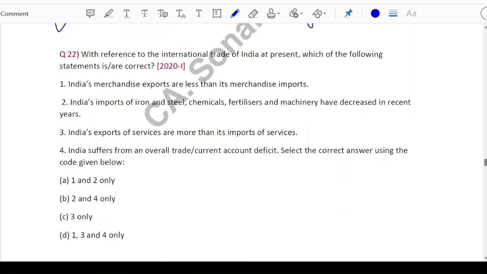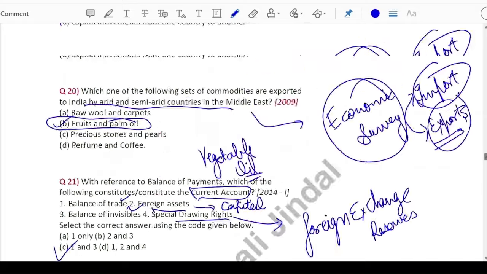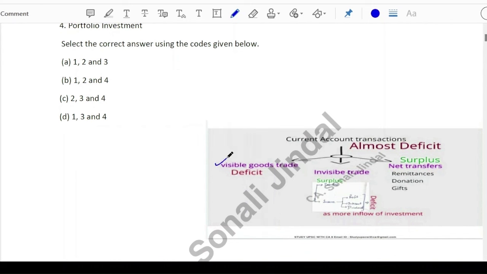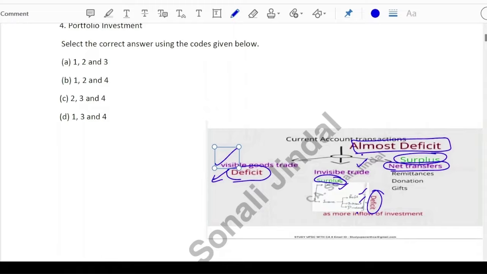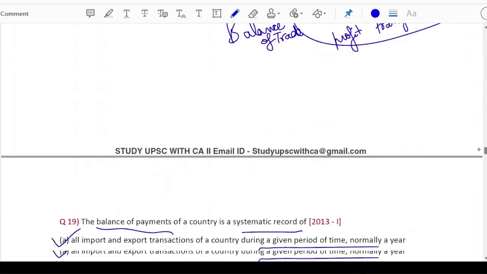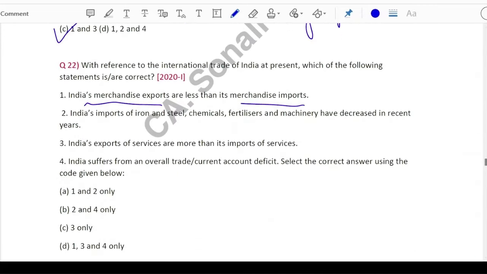This question is also based on the export and imports of India. First statement, India's merchandise exports are less than the merchandise imports. Let me show you the full chart. Here we have seen invisible goods, there is deficit. Here merchandise goods are included. Invisible trade, there is a surplus that includes services. And in the income, profit, interest and dividend, there is a deficit. In net transfers, there is a surplus. But there is an overall deficit in the current account transactions. So, India's merchandise exports are less than the merchandise imports.